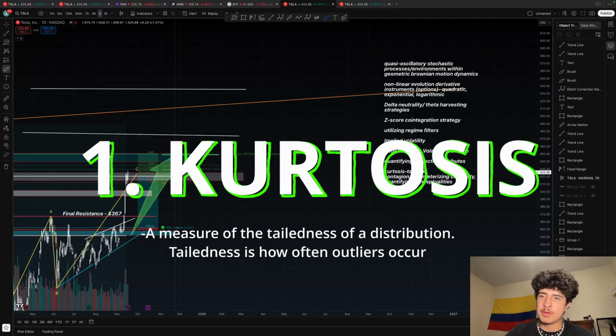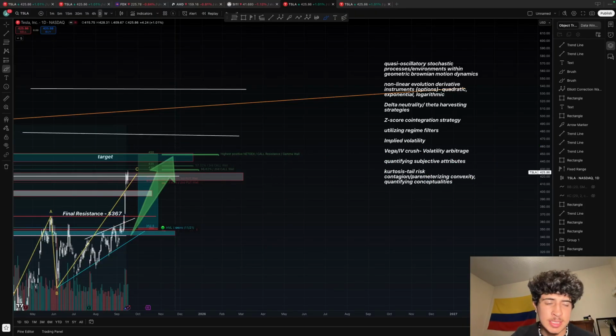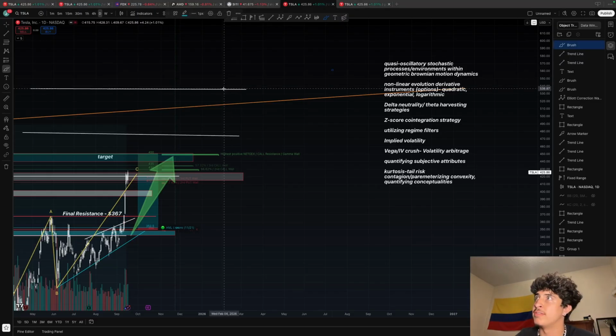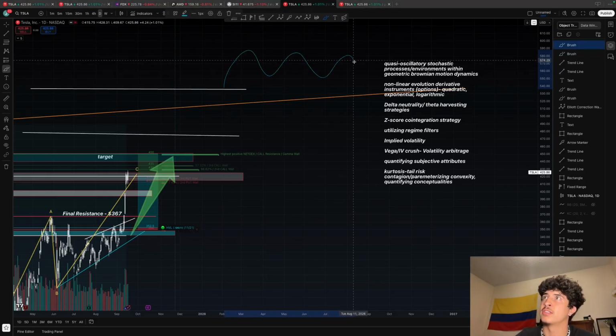So firstly, I'm going to start with explaining quasi-oscillatory stochastic processes in a way that anyone can understand, as it's really going to be an important component into everything else I'm going to be talking about. So firstly, we're going to break down each word and term. Let's start with oscillatory. Oscillatory, think of a sine function. If you don't know what a sine function looks like, it looks like this, okay? Up and down, it oscillates in a pretty much perfectly repeated up and down process.